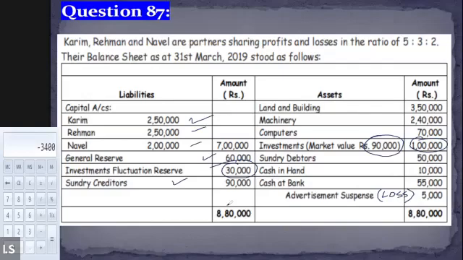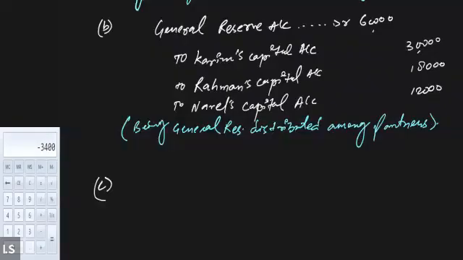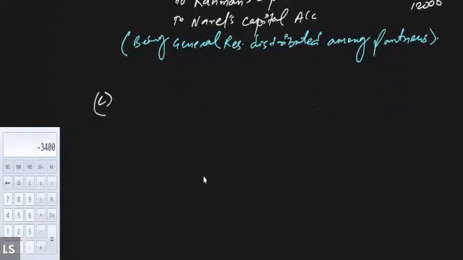And who is going to bear such loss? Tell me, who is going to bear such loss? Partners. Obviously the partners. And in what ratio will they be bearing this loss? In the old PSR. So now tell me, what general entry will be done here? Tell me, guys. Aman, Halima, what general entry will we be doing here? Kareem's capital account will be debited, since he is going to bear such loss.